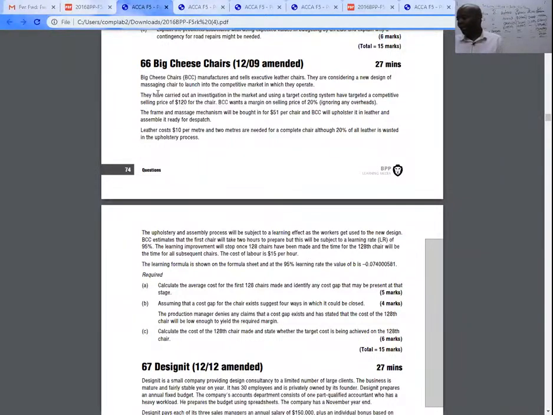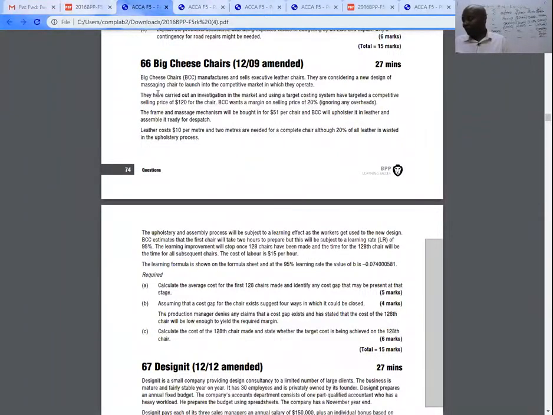The upholstery and assembly process will be subject to a learning effect as the workers get used to the new design. I like ACCA. You can see they're trying to combine target costing with learning curves. BCC estimates that the first chair will take 2 hours to prepare, but this will be subject to a learning rate of 95%. The learning improvement will stop once 128 chairs have been made, and the time for the 128th chair will be the time for all subsequent chairs.